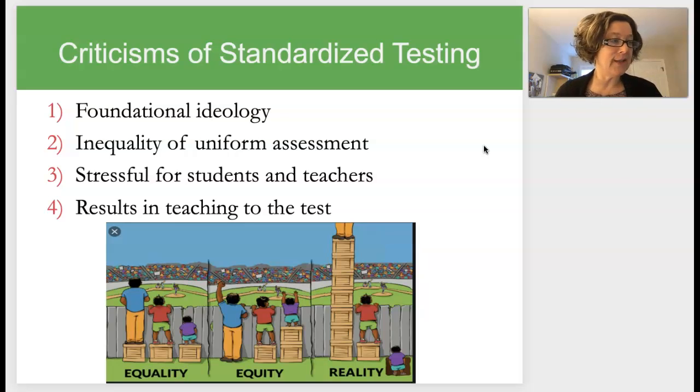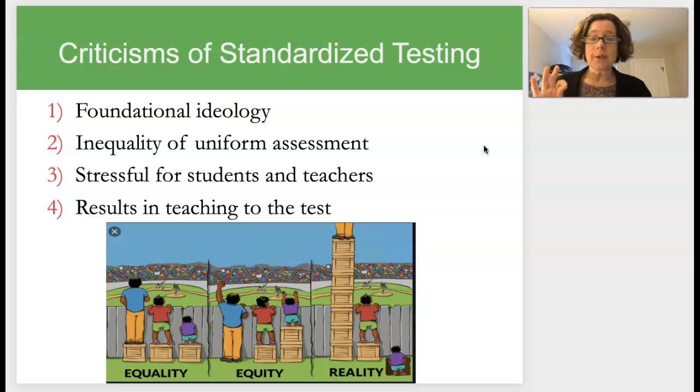Businesses, government agencies, and educational institutions used IQ tests to justify placing certain people into certain jobs and excluding them from others. So there's a foundational ideology issue with standardized tests. It was never created to be this sort of widespread. It was for a particular purpose that actually wasn't even ever in education.